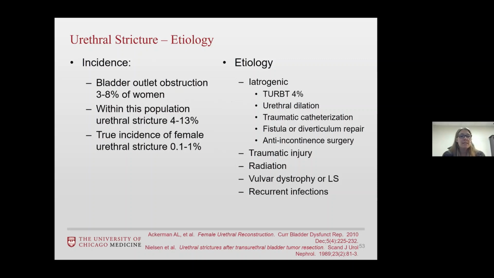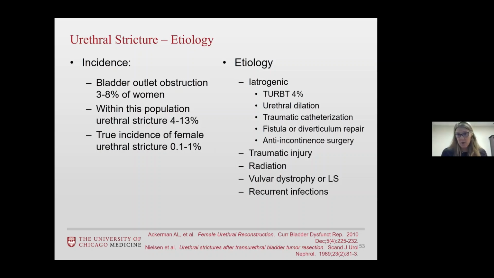So the incidence, we're just going to start with bladder outlet obstruction. The incidence of bladder outlet obstruction is 3 to 8% for women. And within this population, urethral strictures are only going to be 4 to 13%. That's of the 3 to 8%. So again, the true incidence is about 0.1 to 1%.